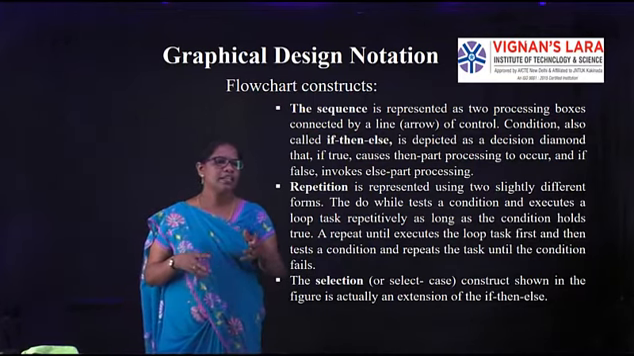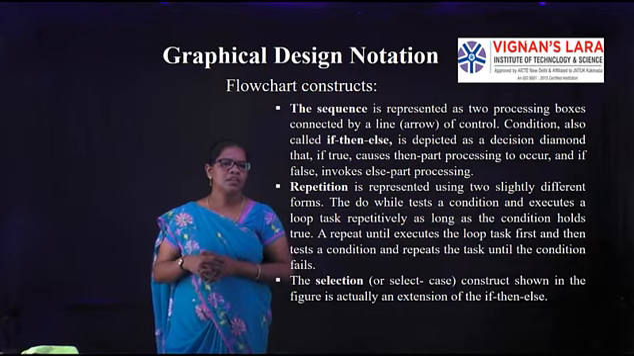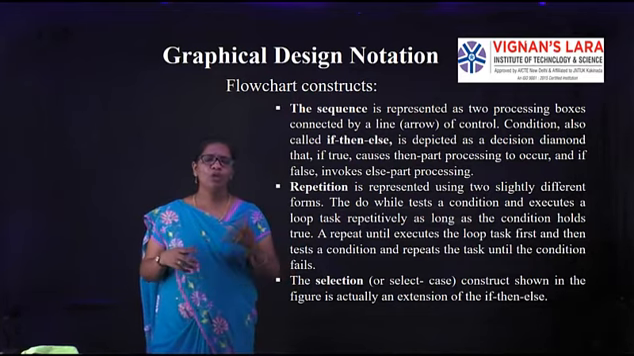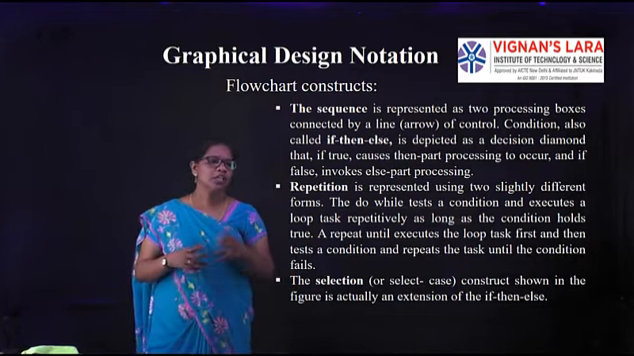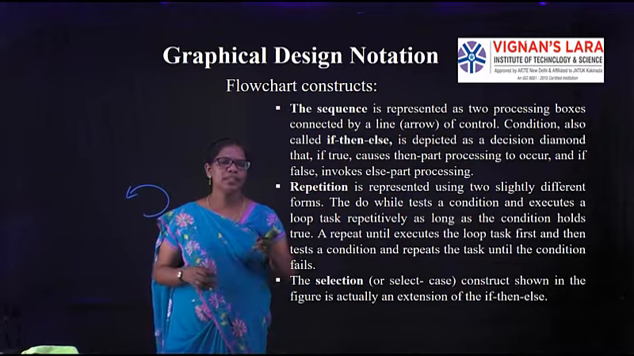And next one is the repetition. Okay, so what is the repetition? Repetition is also represented using two slightly different forms. Condition means we have to give some rhombus. Okay, for repetition we have to give some loop. Loop means like this, rounded arrows.